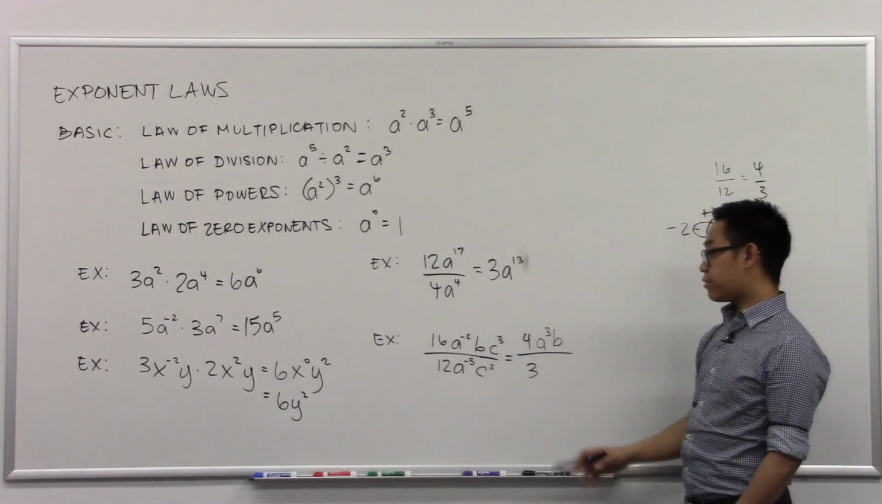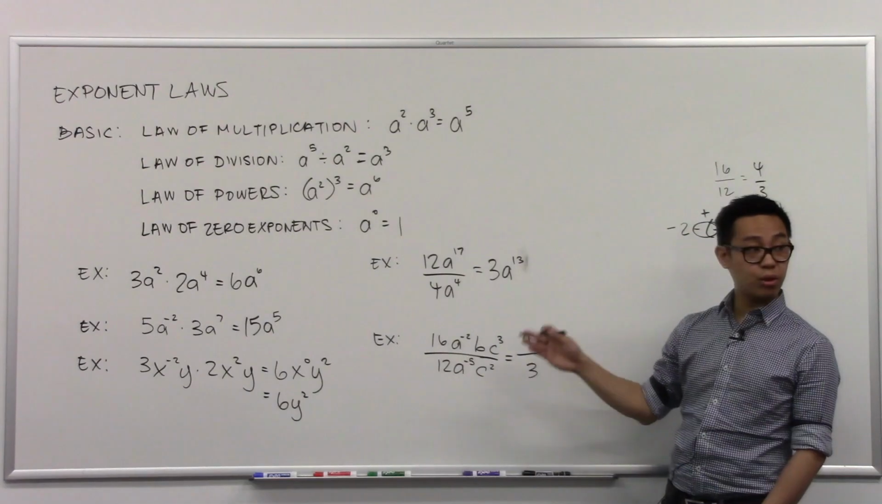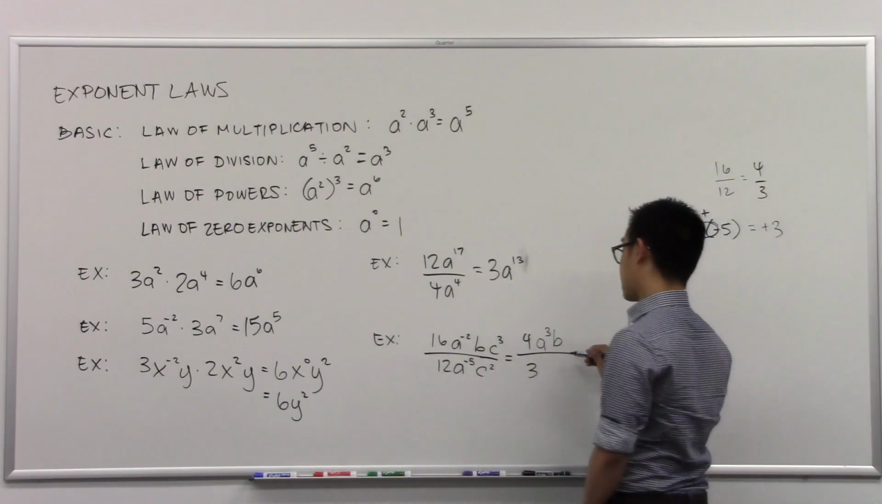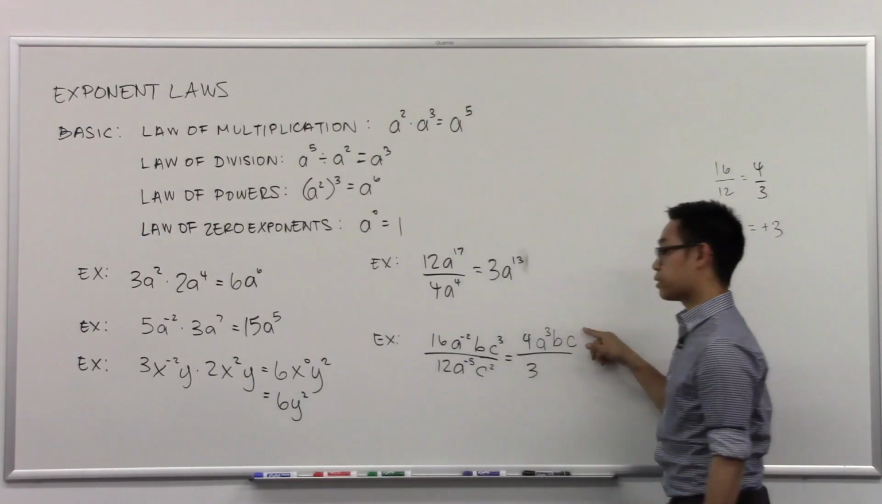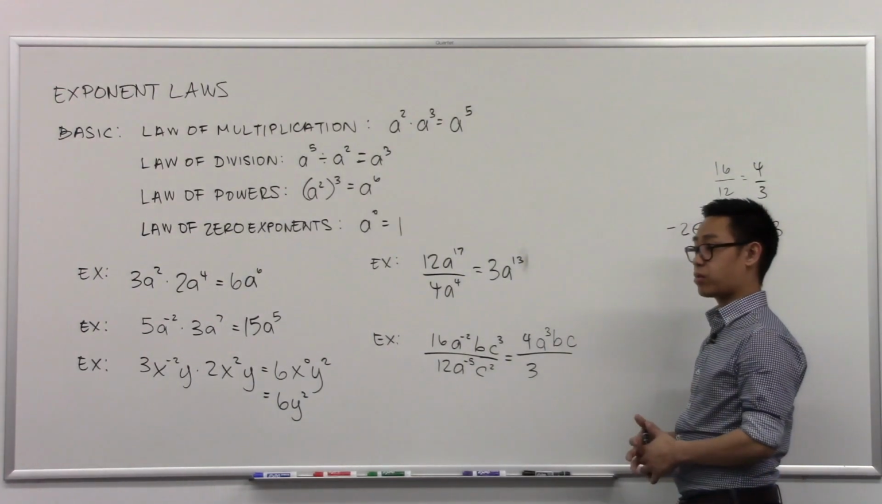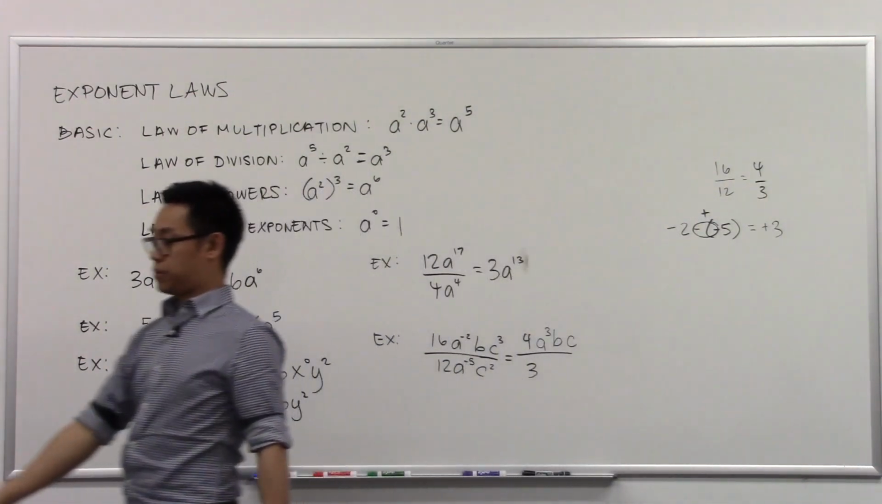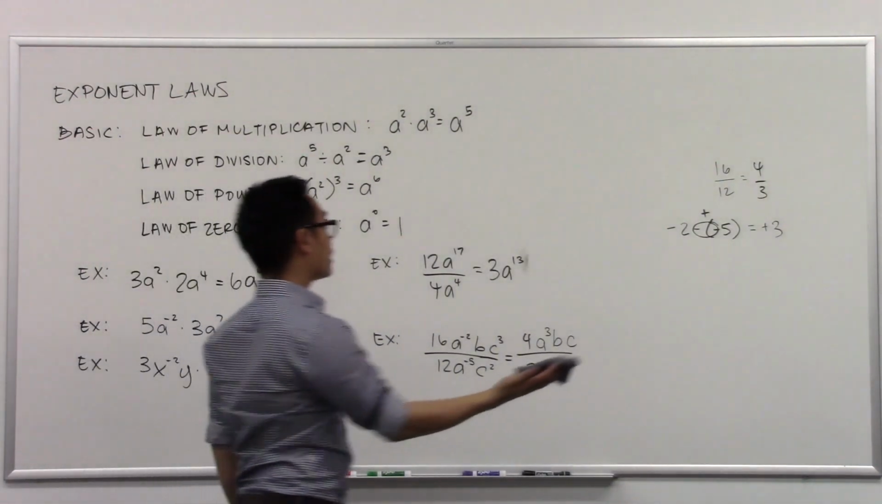And then for the c's, you've got c to the 3 over c to the 2, so that's going to be c to the 1, which you cannot write 1 here. I take off marks if you write 1. Okay? You should only be writing c.